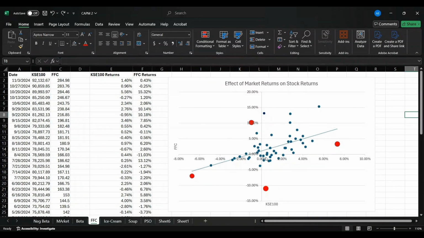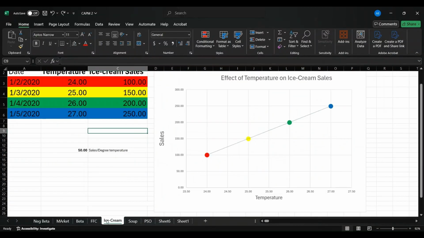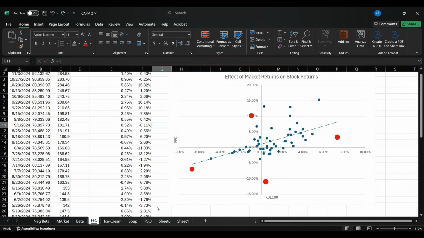We now look at the real life example of Fauji Fertilizer. I took data for a year from November 3rd, 2023 to November 3rd, 2024. Weekly data was used. We are taking KSE100 as the proxy for the market. The first thing you'll notice here is that the plot here is very scattered, pun intended, and it's not as neat as our examples. And that's because real life is messy.